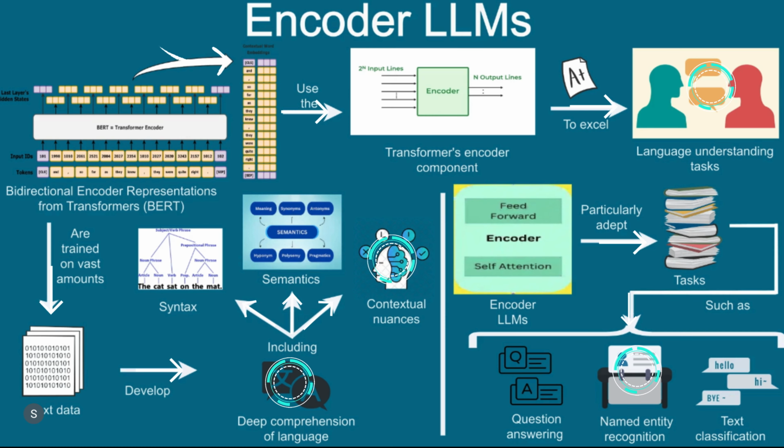Encoder LLMs. Encoder LLMs, such as bidirectional encoder representations from transformers, or BERT, use the transformer's encoder component to excel at language understanding tasks. These models are trained on vast amounts of text data, so they can develop a deep comprehension of language, including its syntax, semantics, and contextual nuances. Encoder LLMs are particularly adept at tasks such as text classification, named entity recognition, and question answering.